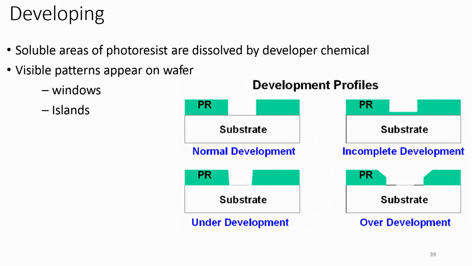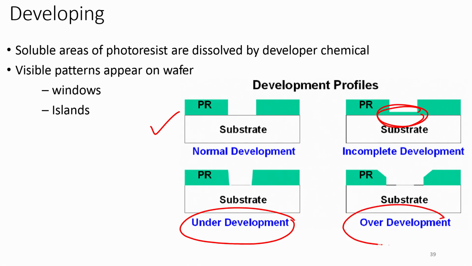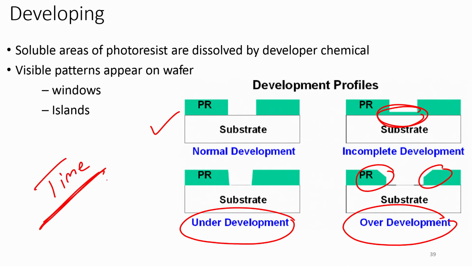When you develop the photoresist, if it is a normal development, you will get the pattern which is shown here. However, if there is under development, then you will get this kind of pattern. If it is incomplete development, you can see here. If it is over development, then you will see this structure. Okay. So, the time is very crucial. The time to develop the photoresist in the photoresist developer is very important, and if you exceed the time, then there is over development. Sometimes there is incomplete development if you take out the wafer before time, and then it can be under development.